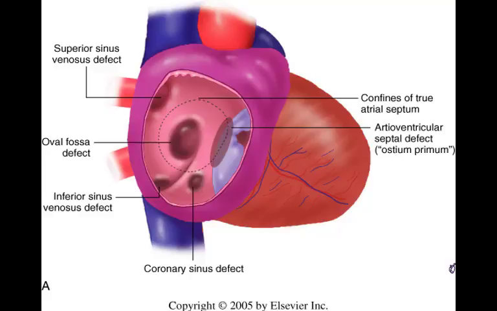PDA is defined as arterial communication between the inferior border of the aortic arch and the main pulmonary artery at the origin of the left pulmonary. The shunting of blood from the aorta to the pulmonary artery occurs both in systole and diastole, because the aortic pressure is about 120 over 80, while the pulmonary artery pressure is 25/10. So the shunt is continuous in systole and diastole, leading to volume overload of the left heart.